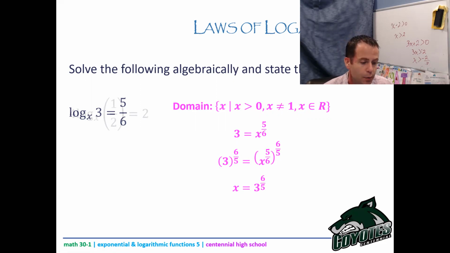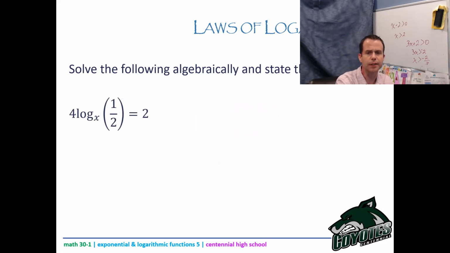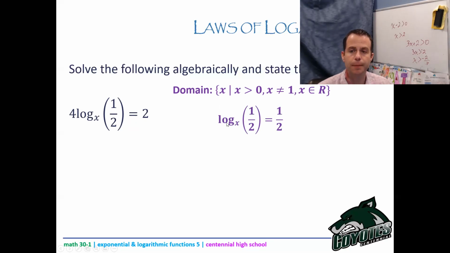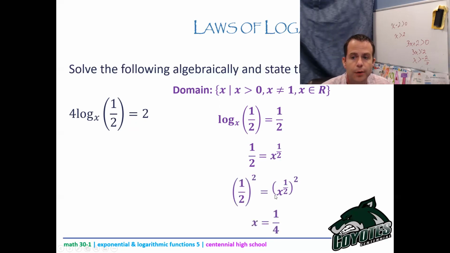Okay, another one similar to that. We just have a few other things to do there because of the 4 in the front. But first, the domain, again: x is greater than 0 and it can't be 1. I'm going to divide both sides by 4, so 2/4 gives me a half. So I'll end up with log base x of a half equals a half. Switch to exponential form, so I've got x to the half equals a half. Now, if I want to get rid of an exponent of a half, essentially we'll square both sides. So 1/2 squared is 1/4, so x equals 1/4.